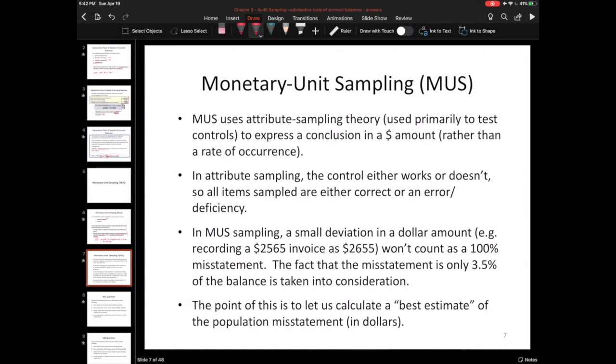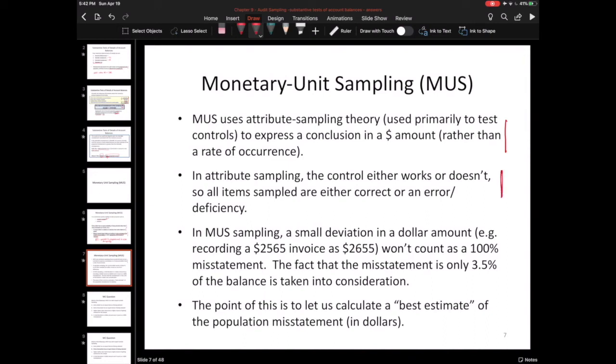And like we were saying earlier, MUS is using that attribute sampling theory to express a conclusion in dollar amount. So you will hear me talking a lot today about how we are using the same underlying theory and we're coming up with a computed upper deviation rate in dollars. But it's all the same underlying concepts as what we talked about in chapter 8.